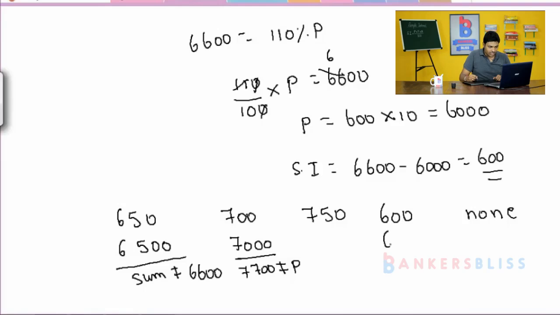Then the last option is 600. So for 600 the principal amount will be 6,000, because 10% means 600, and for 100% you have to add a 0 at the end, then you will get 6,000. So altogether 6,600, which is equal to the total amount they have given. So the condition is satisfied for the option 600, hence 600 is the right answer. So you can follow this procedure.